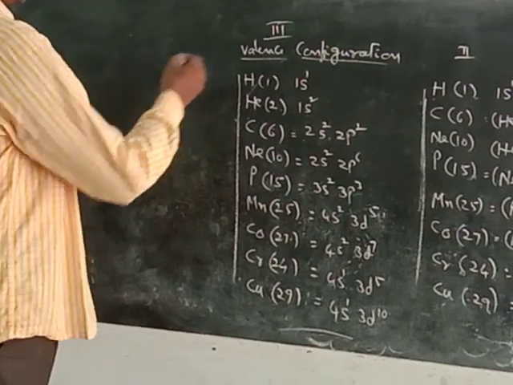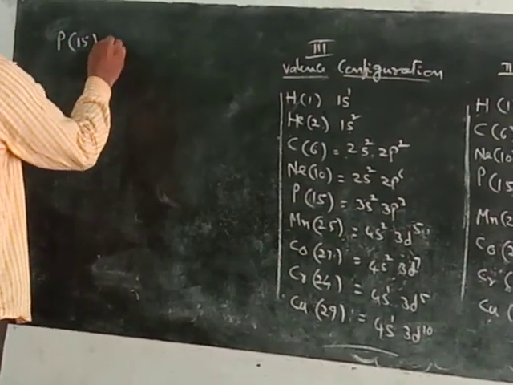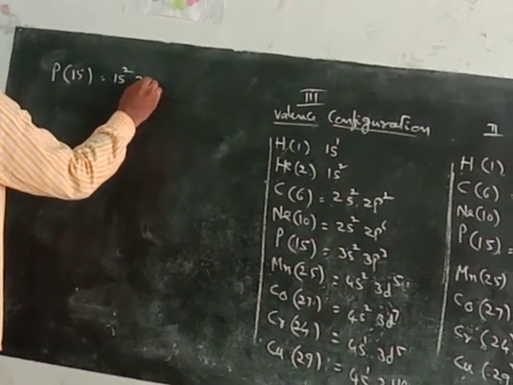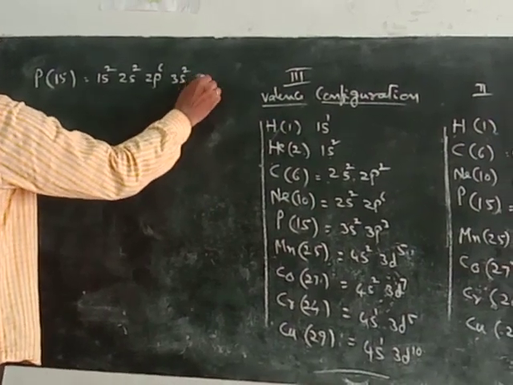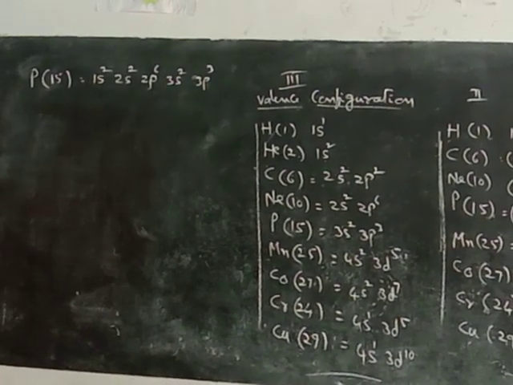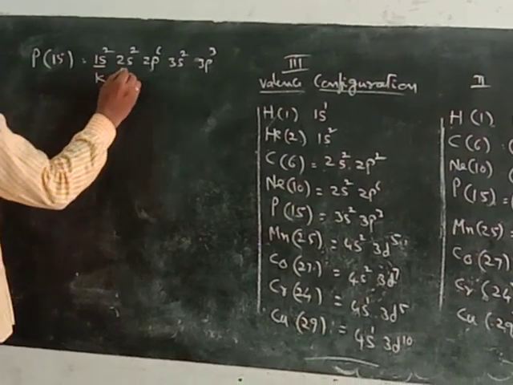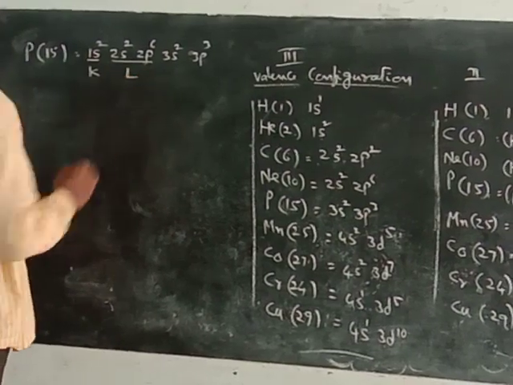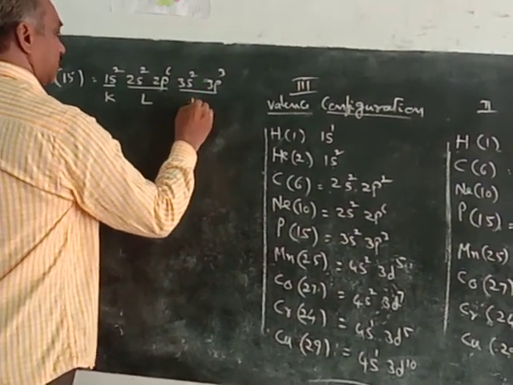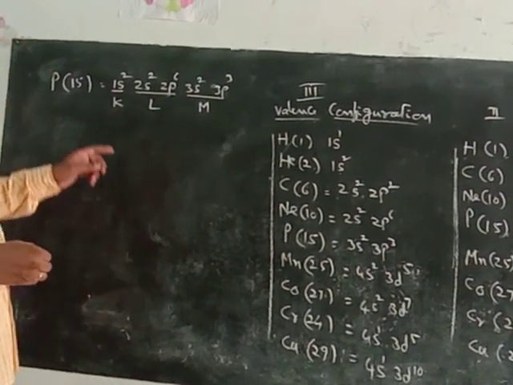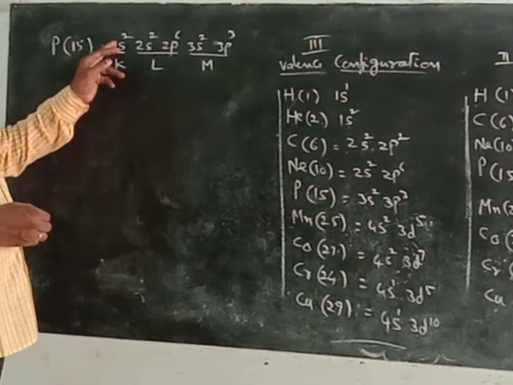See, what is the correct meaning of valence configuration? For example, phosphorus 15. The configuration is 1s2, 2s2, 2p6, 3s2, 3p3. This is the correct configuration. Here 1s means the first orbit, which is K. 2s 2p is the second orbit, named L. 3s 3p3 is the third orbit, named M. So K, L, M.